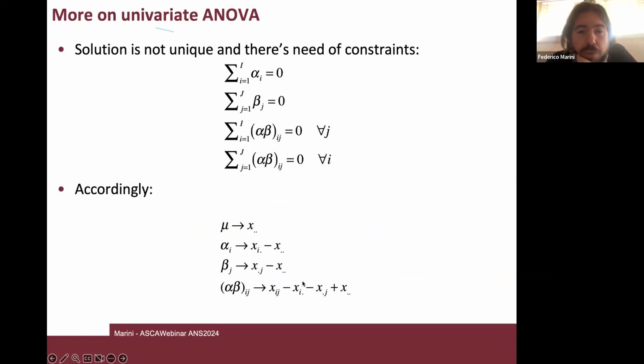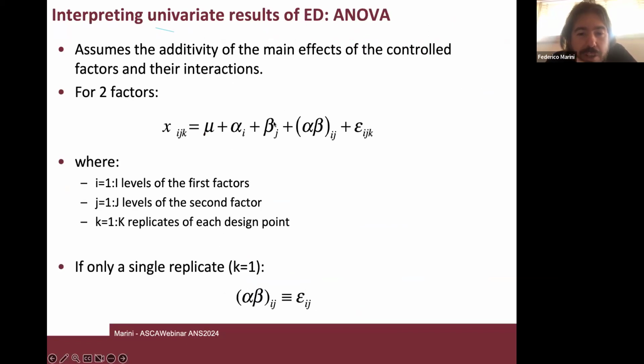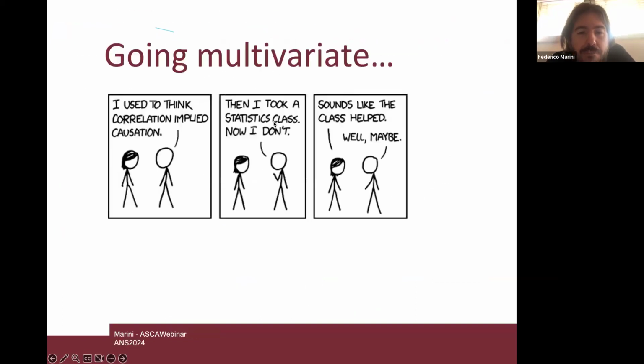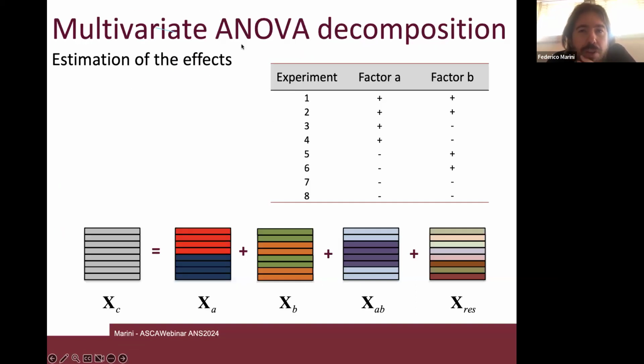And how do I do the apportionment? Exactly as I was doing in the univariate case. Indeed, the first step of the multivariate ANOVA decomposition is just to do a univariate ANOVA decomposition for each of the single columns, so for each of the single variables that make the multivariate signal. But then this I can see already with the multivariate eye.